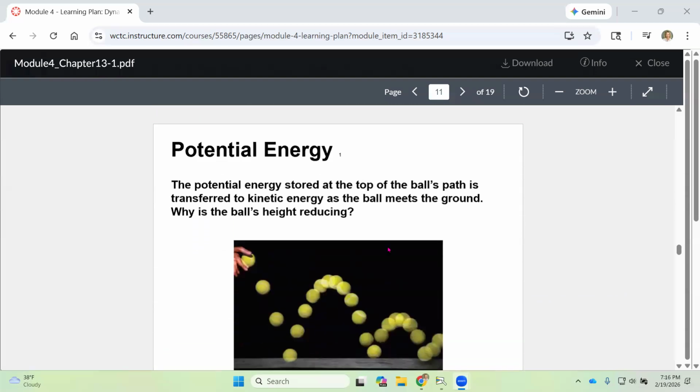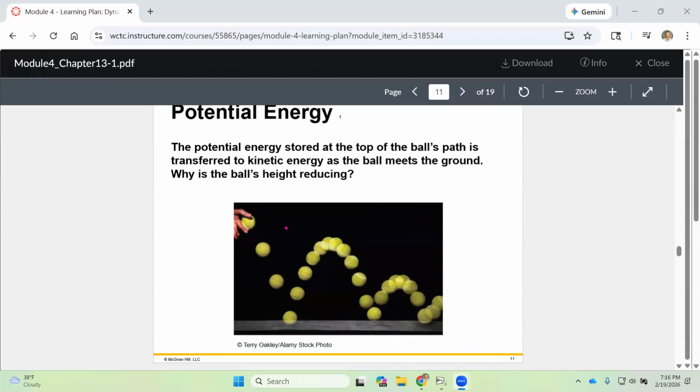Now, potential energy, we haven't really talked about yet in dynamics here, but I know that you've come across it in, for instance, your physics class. Potential energy stored at the top of, for instance, a ball's path is transferred to kinetic energy as that ball meets the ground. But as it bounces, a couple of things are going on, those two things that we just talked about. Sound energy is dissipated, as well as friction. So each time it takes another bounce, you're going to notice it's not going to go as high as it was before, because it lost something in that bounce. Now it can only go as high as the energy that it has left over.